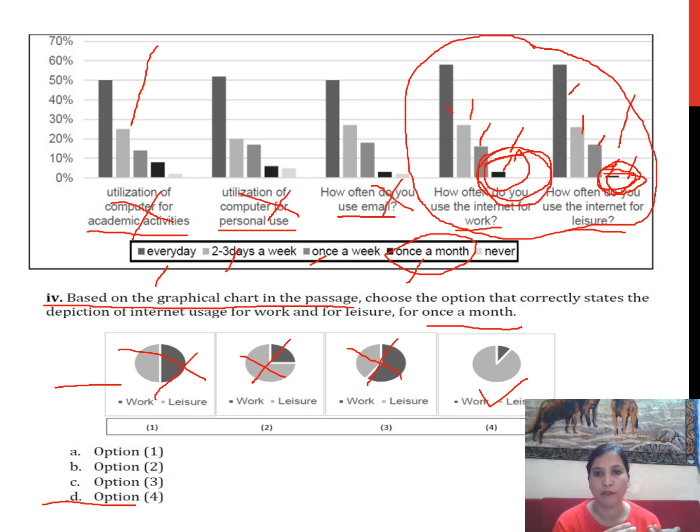Sometimes you may feel that this option, like in this case, the one that is being shown to you on the screen, you may find that option B is also correct, because people use it for work more than for leisure purpose. But you have to see the ratio. The ratio is not this much, na? You have to see that for work purpose people use it more than those who use it for leisure purpose once a month. So the D option is correct.